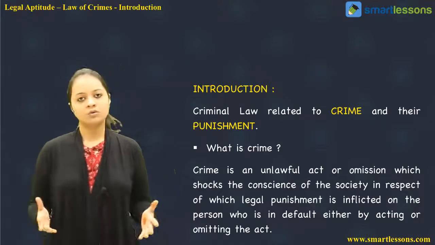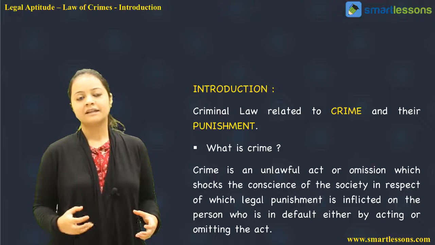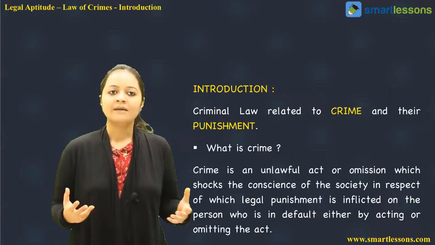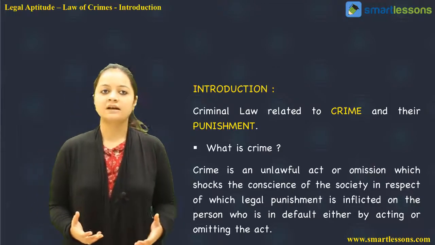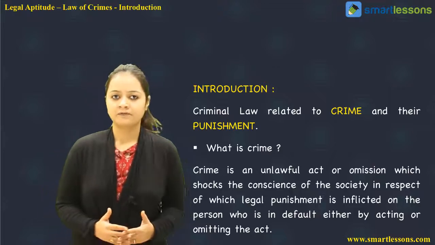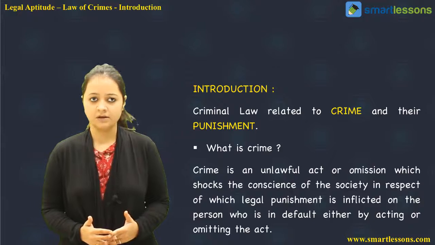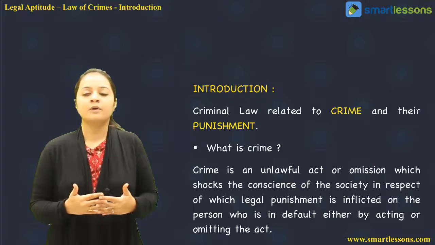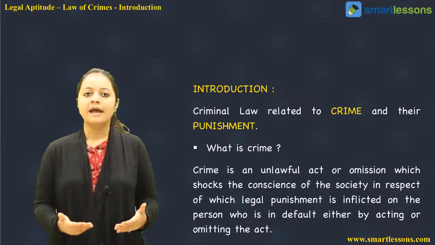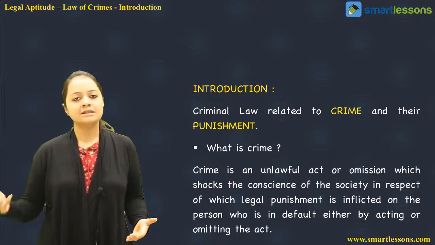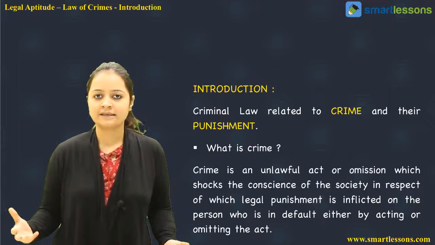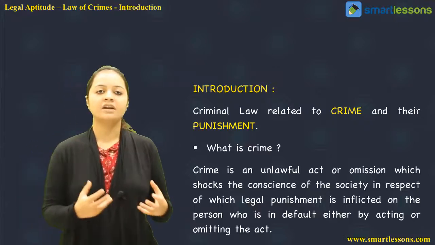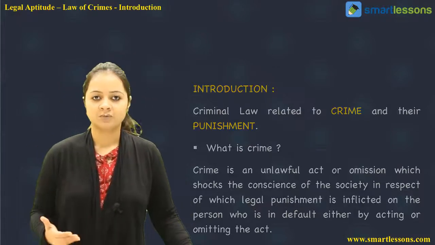Criminal law is related to, as we can derive from the name itself, criminal has been derived from the word crime. What is crime? Crime is an unlawful act or omission which shocks the conscience of the society, in respect of which legal punishment is inflicted on the person who is in default either by acting or omitting the act. Either you are required to perform the act by the society, by the law, and you are not doing it, or you are not supposed to do that particular act when you are living in the society and you are doing it. So when you are at default, then it is said that you have incurred a crime and you will get a legal punishment for it.